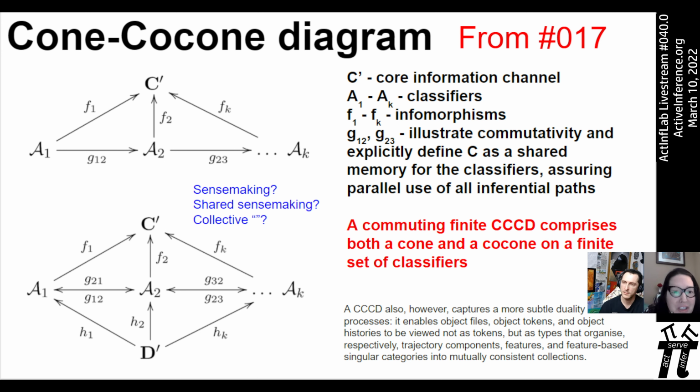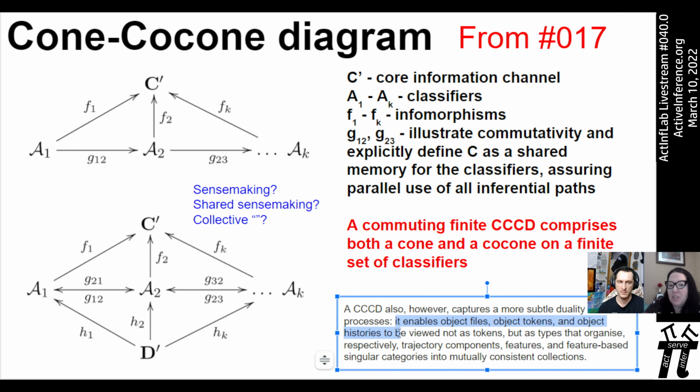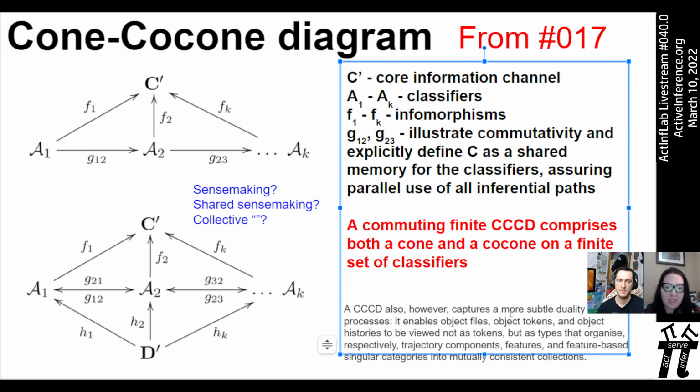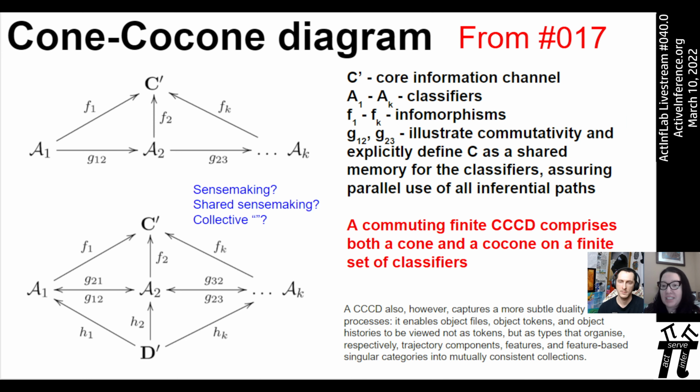It illustrates commutativity. So specifically these operators, G12, G23, like you can go all the way out to the set. There's a commutativity or superimposability, commutativity with a shared infomorphism, if that makes sense. It also captures a more subtle duality between processes. It enables object files, tokens, and histories to be viewed not as tokens, but as types that organize, respectively, trajectory components, features, and feature-based singular categories, and make them mutually consistent collections. So where you have all of those classifiers, they're consistent across the board. So you can use them to map and unmap, right?